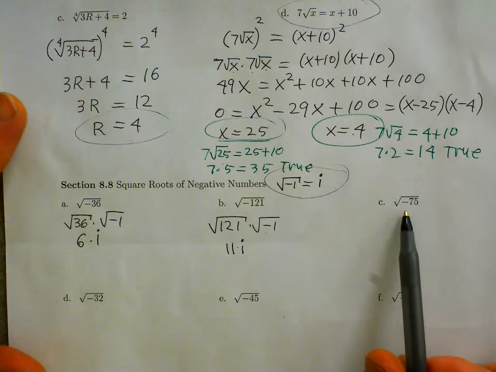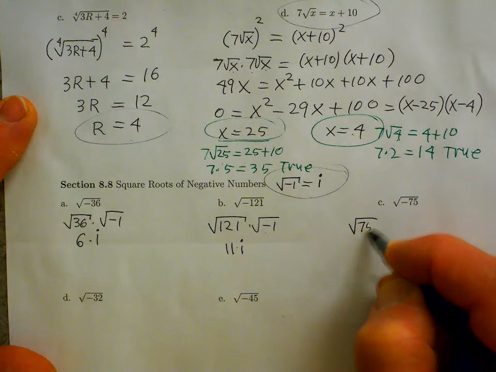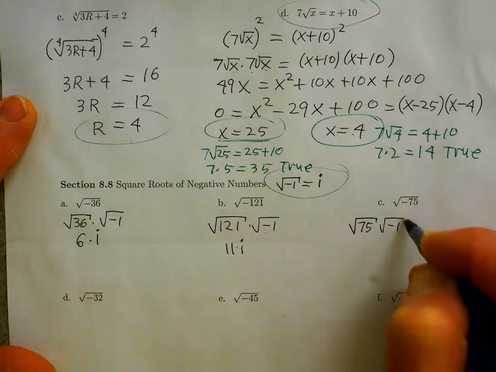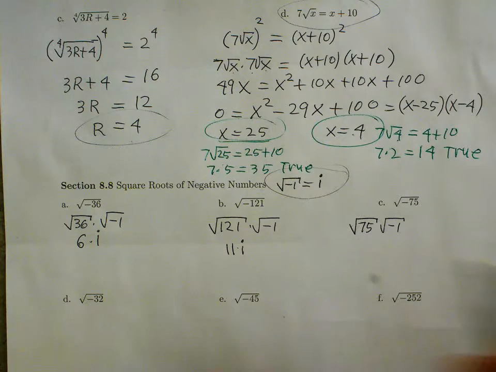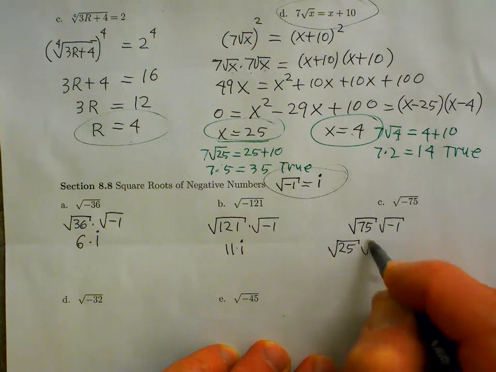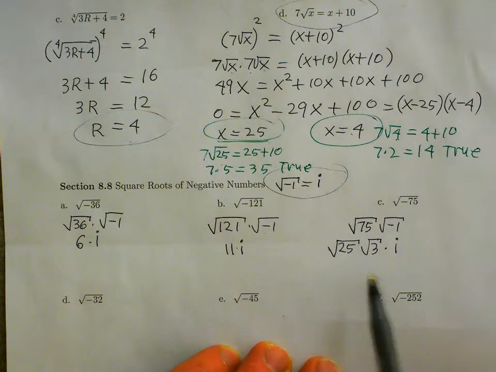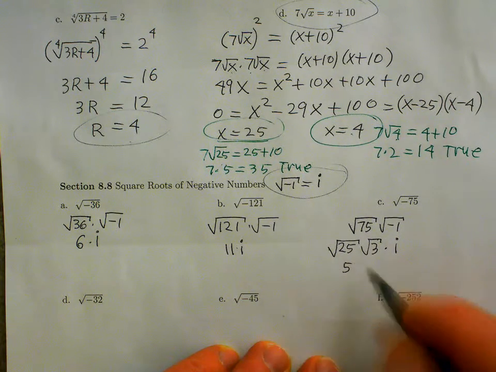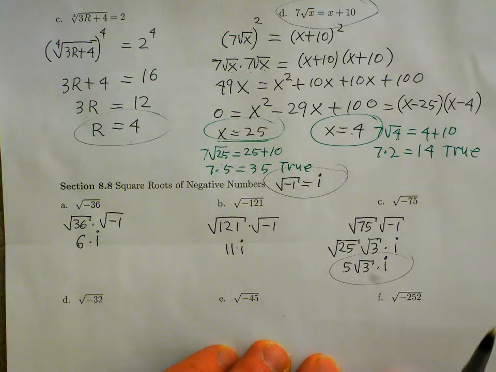Okay, the next one, the square root of negative 75. We write that as the square root of 75 times the square root of negative 1. 75 is not a perfect square, but the largest factor of 75 that is a perfect square is 25. 25 times 3 is 75. So in our next step, we write the square root of 25 times the square root of 3, and then replace the square root of negative 1 with I. And then the last step, the square root of 25 is 5, so we get 5 times the square root of 3 times I. That is our simplified result.